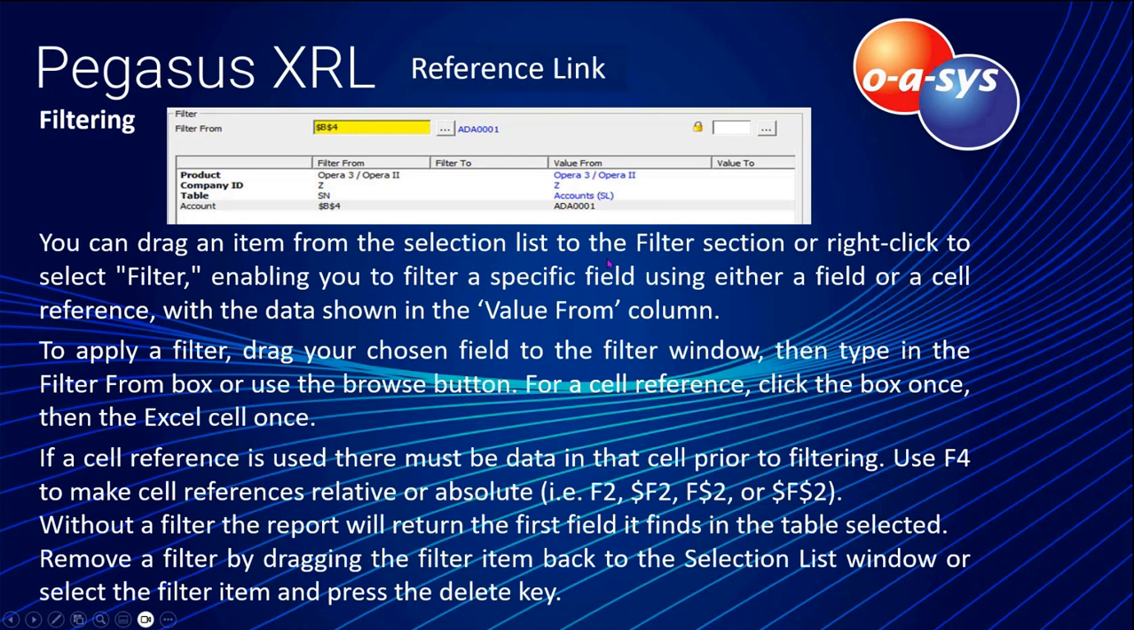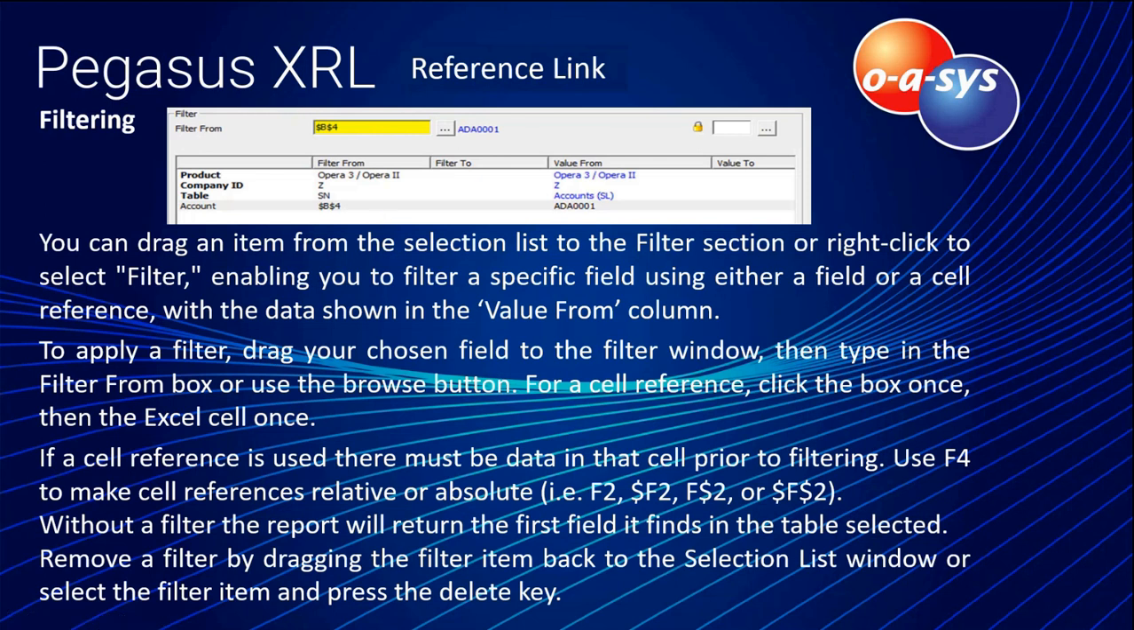column. To apply a filter, click on your chosen field in the selection list and drag it up into this filter area. You click and type in the filter from box, or use the browse button to the right of the box to specify the filter. To apply a cell reference, click once in the box and then click once in the Excel cell. You'll see when we do that in a moment. If a cell reference is used, there must be data in that cell prior to applying the filter. Using the F4 toggle key will switch between relative or absolute on those fields as it appears in there.